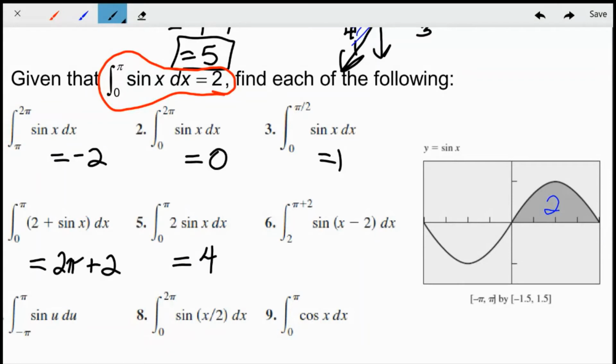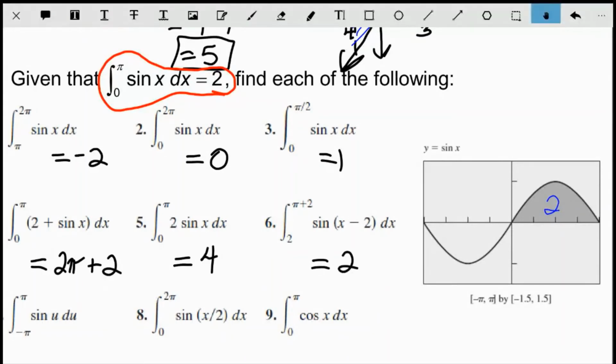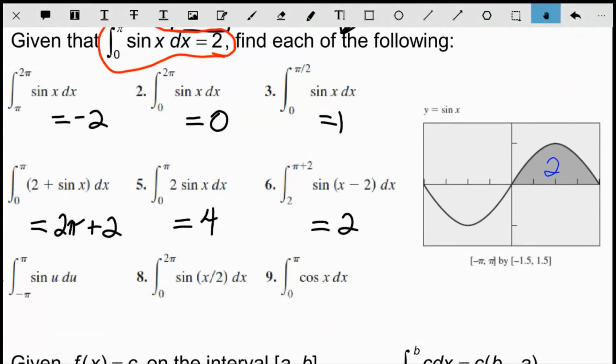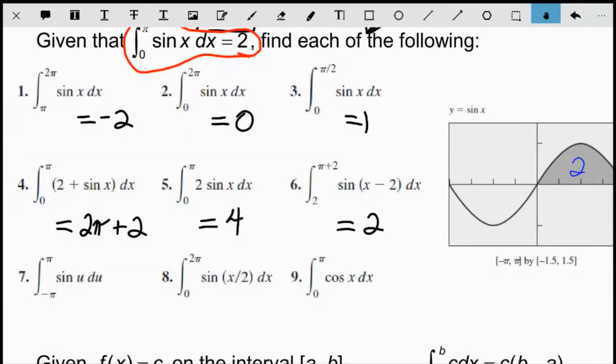So essentially, everything here has just taken that graph that we see, it's been shifted 2 units to the right. So the area really hasn't changed. It's just shifted over 2 units. So it's still going to be an area of 2. All right, so the next one here is kind of a special case. So I'm going to skip number 7 and I'll come back to that. Let's look at number 8.